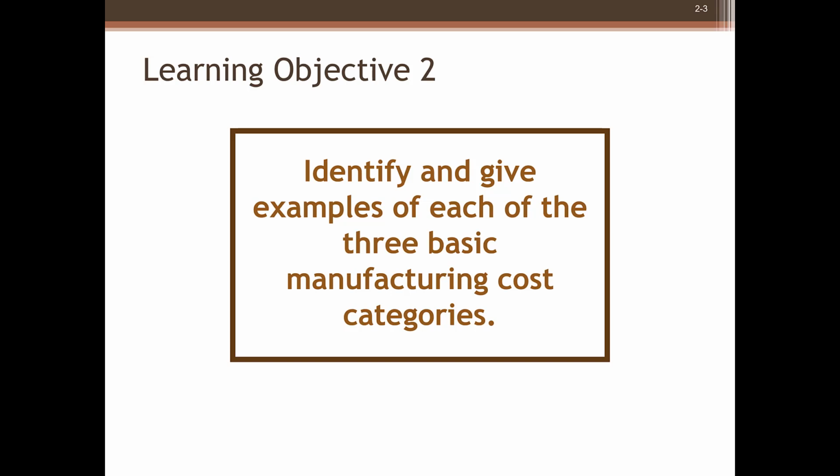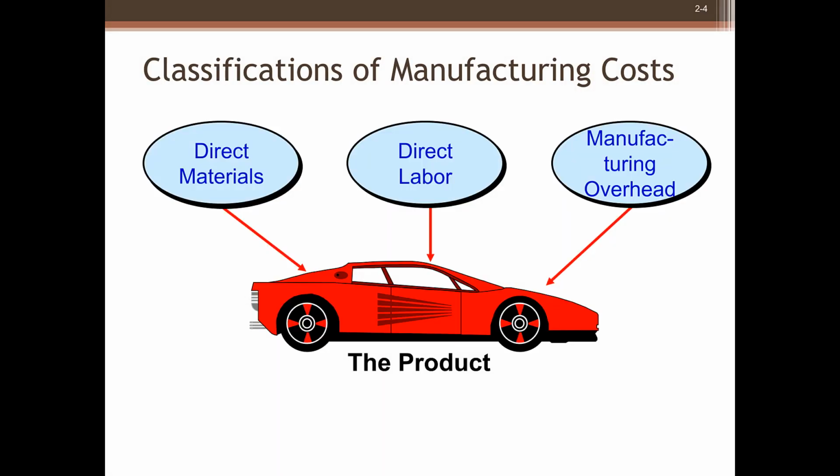In the Intro to Financial Accounting class, most cases are merchandise companies. And now in managerial accounting, we will focus on manufacturing companies. Let's take a look at manufacturing costs. Manufacturing costs normally are grouped into 3 main categories: direct materials, direct labor, and manufacturing overhead. These costs are incurred to make a product.